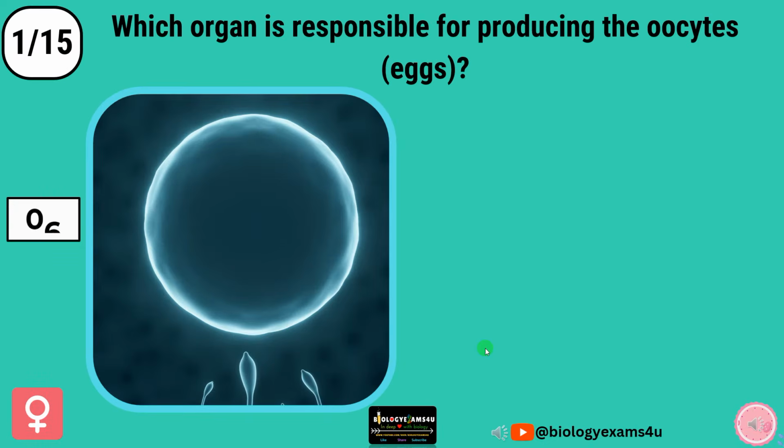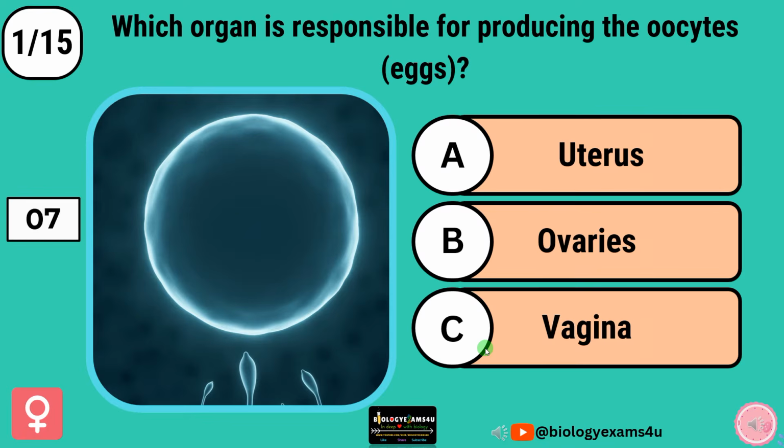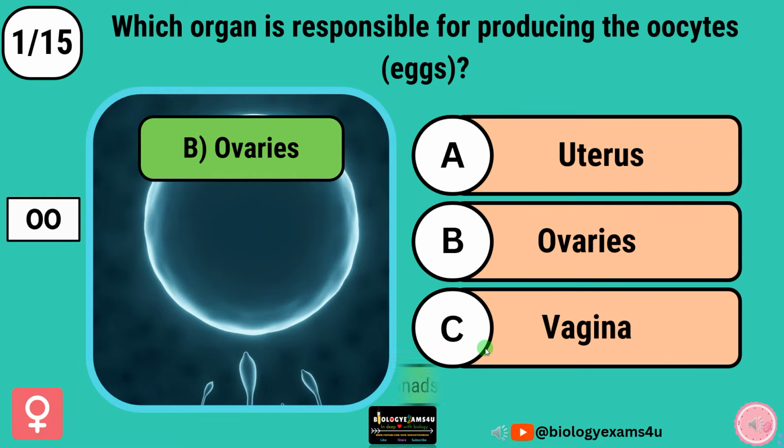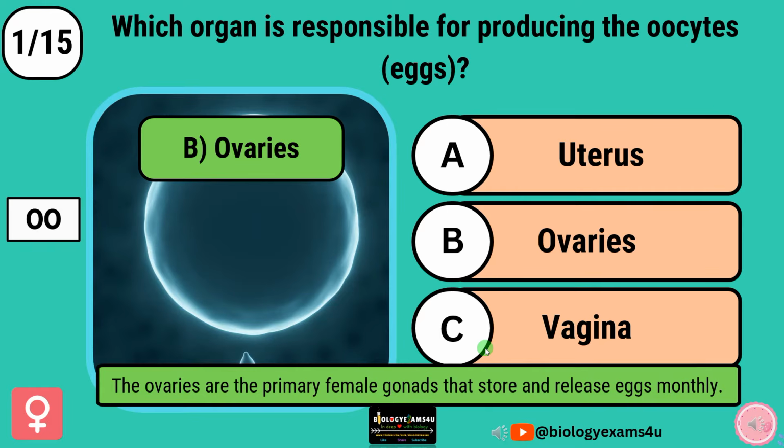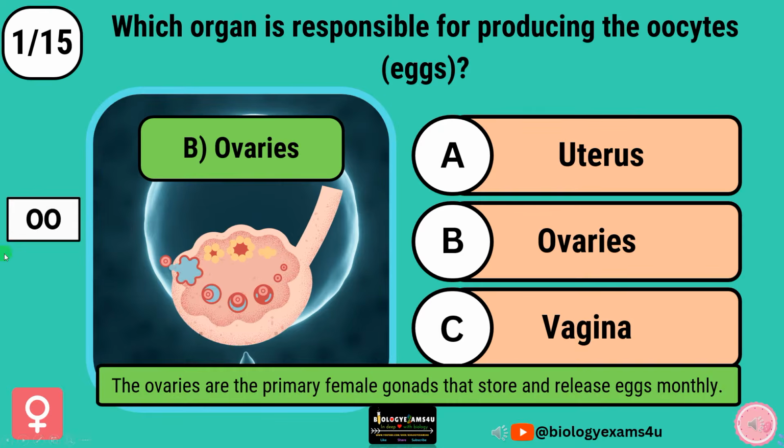Question number 1. Which organ is responsible for producing the oocytes? Options are A. Uterus, B. Ovaries, C. Vagina. Your time starts now. The answer is ovaries. Ovaries are the primary female gonads that store and release eggs monthly.